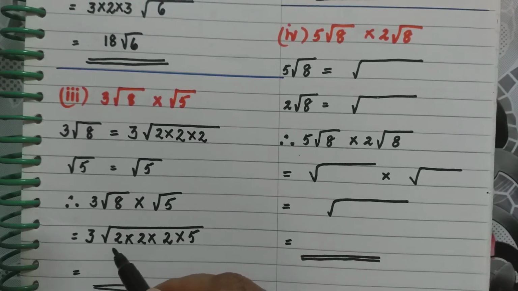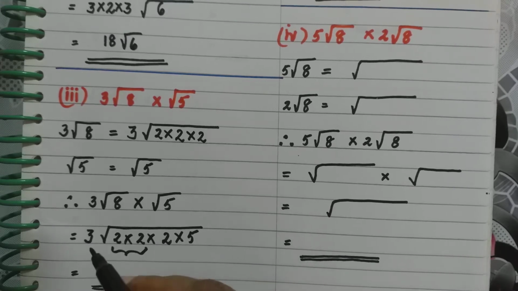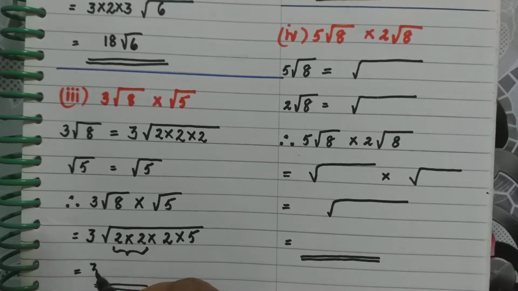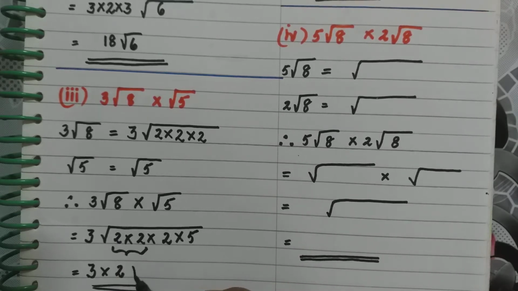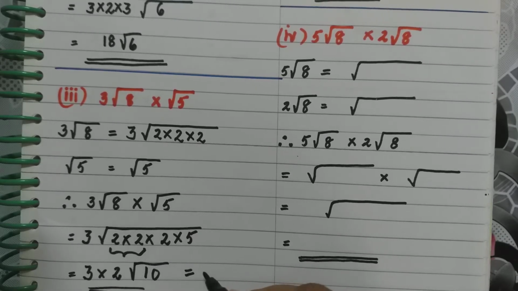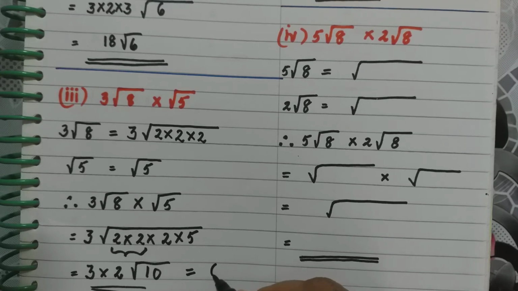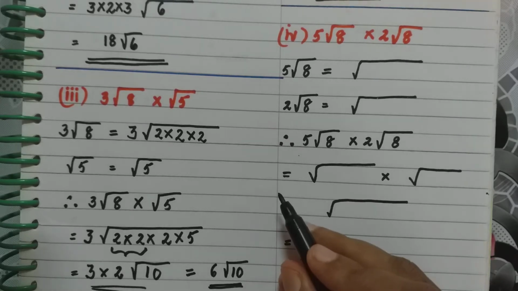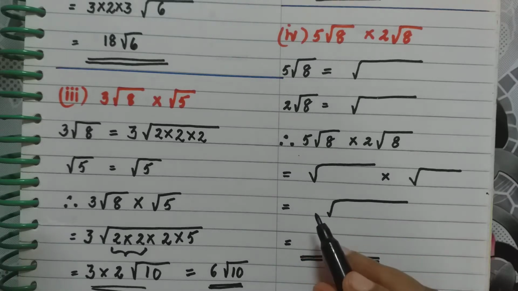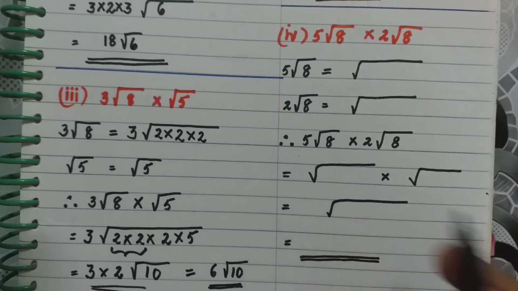So now here for two 2's, one 2 comes out. This 3 is already there. Then one 2 has come out. What is left inside is only square root of 2 into 5, that is square root of 10. So what is the answer then? This is equal to 6 square root 10. Okay. Now we will go to the second question. You will find that the second question and the fourth question are similar.